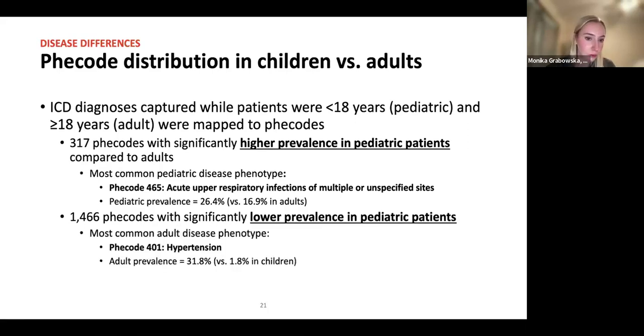And then in the adult population that we had, our most common phenotype was hypertension, with a prevalence of around 32%, compared to only 2% in the pediatric population.